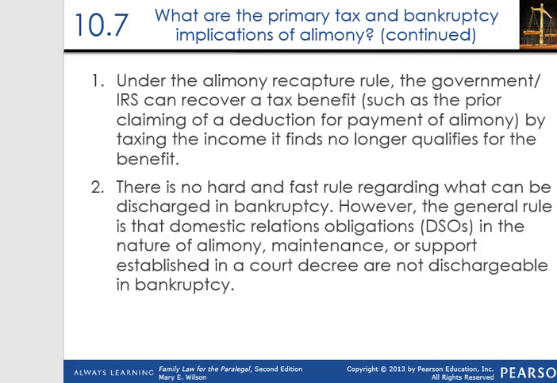Under the alimony recapture rule, the government or the IRS can recover a tax benefit, such as the prior claiming of a deduction for payment of alimony by taxing the income it finds no longer qualifies for the benefit. There is no hard and fast rule regarding what can be discharged in bankruptcy. However, the general rule is that domestic relations obligations in the nature of alimony, maintenance, or support are not dischargeable in bankruptcy.